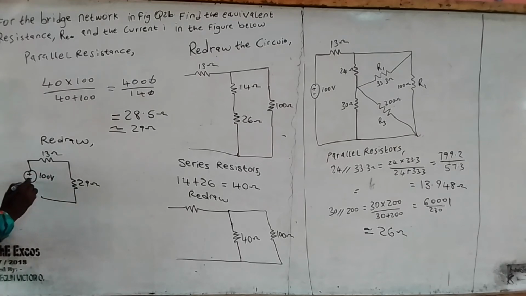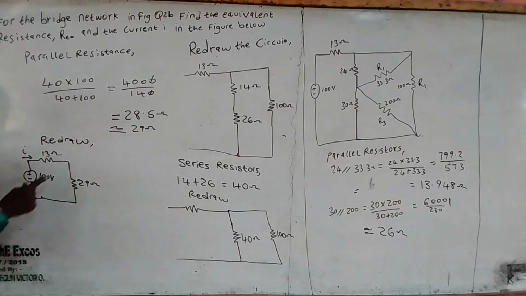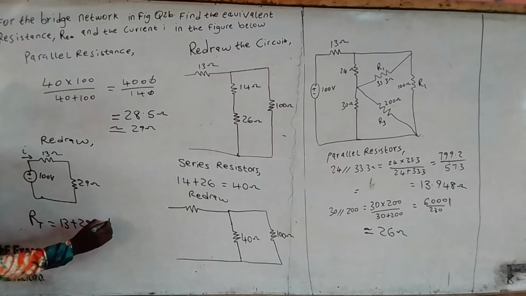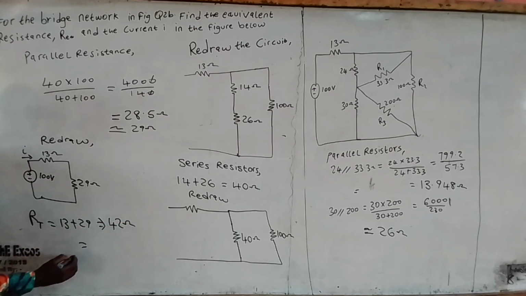Okay, now we're going to draw this. 100 volts. The current flowing here is I. Okay, this and this, are they in parallel? No, they're in series. Since they're in series, we're going to find our total resistance. Our total resistance is going to be 13 plus 29, and that's going to give us 42 ohms. And that is approximately 40 ohms.